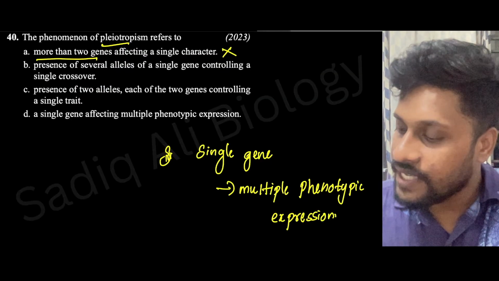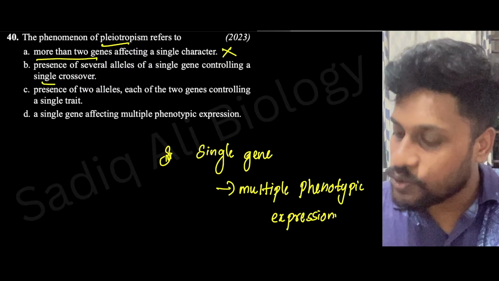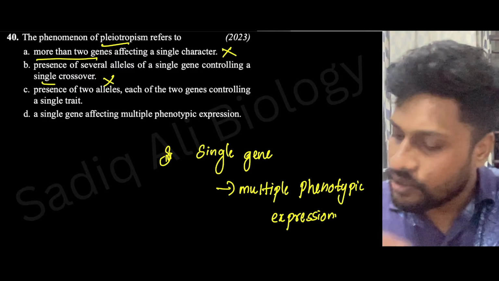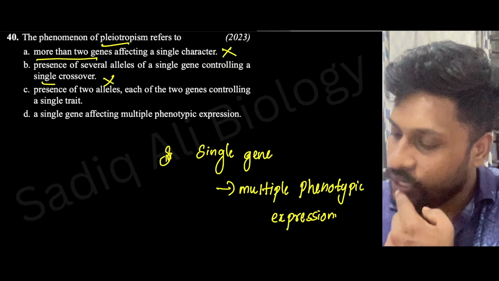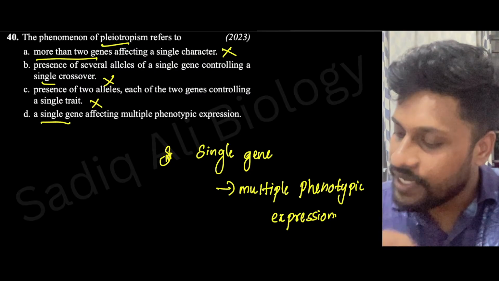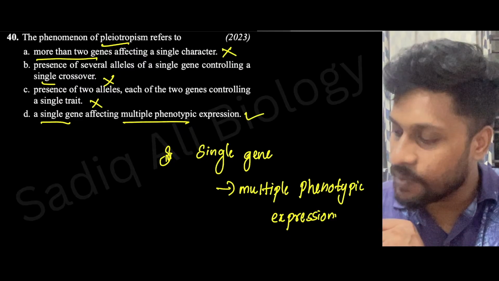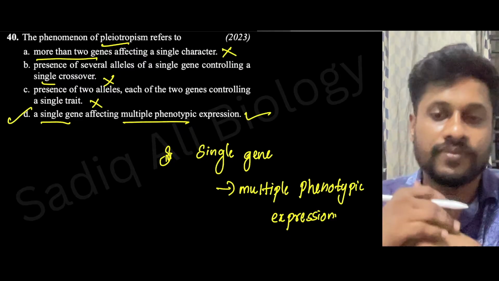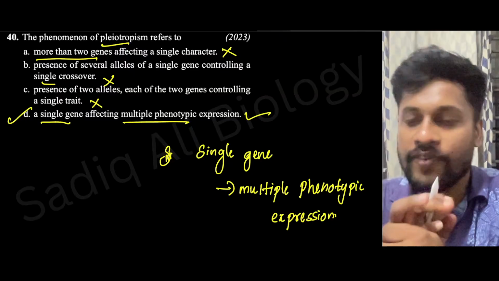Several alleles of a single gene controlling a single character? No. Presence of two alleles, each of the two genes controlling? No. Single gene affecting multiple phenotypic expression. Option D will be the answer. Right? Yes, guys. Very good.